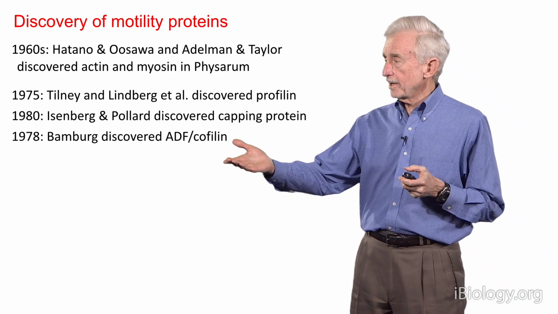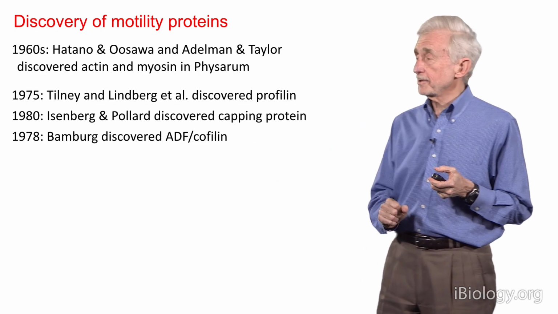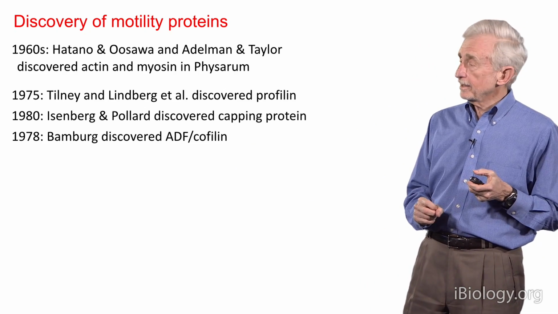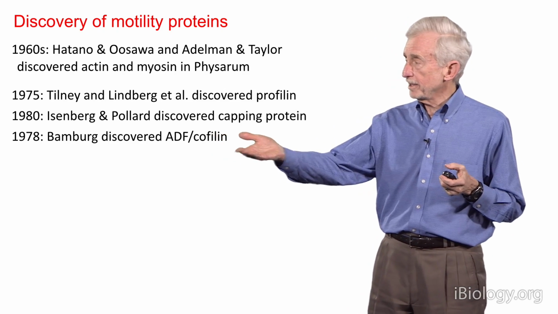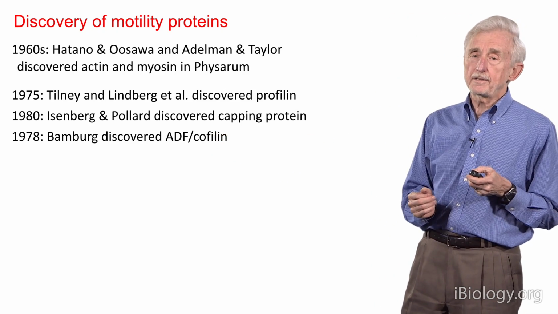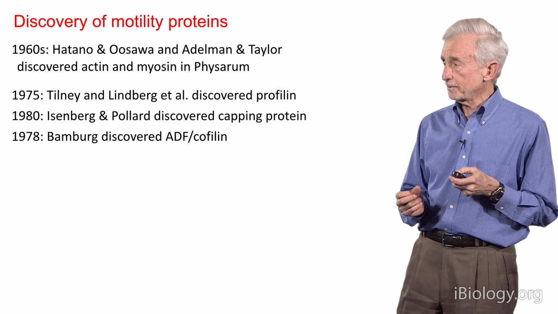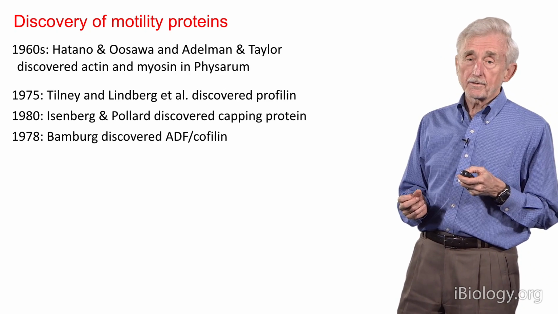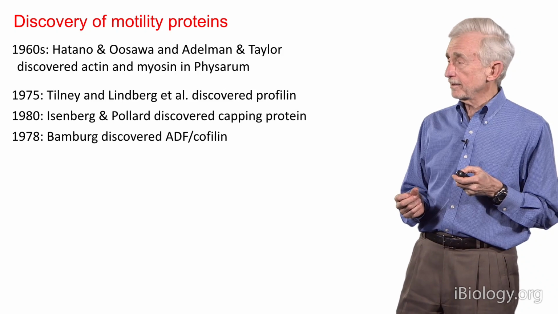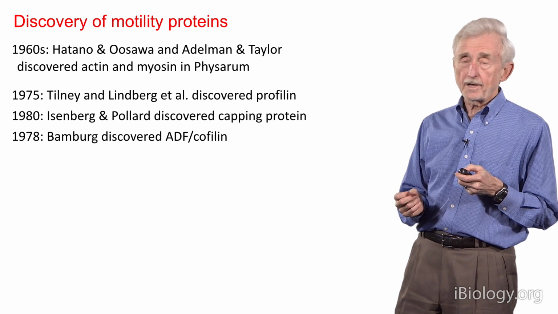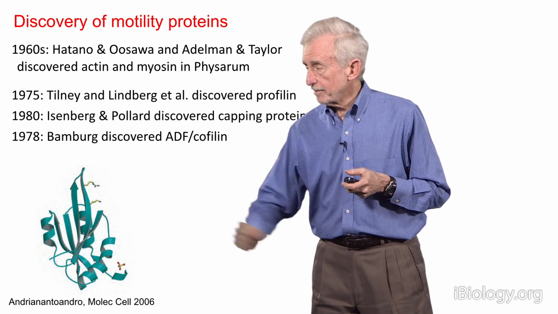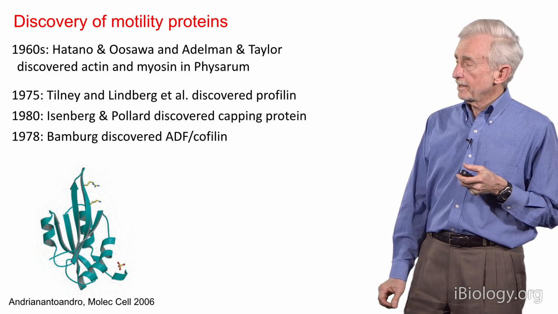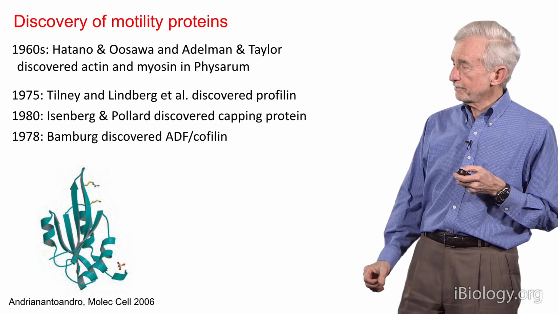Another important protein, ADF cofilin, was discovered by Jim Bamburg. He originally called it actin depolymerizing factor, or ADF, because it seemed to depolymerize the actin filaments in his biochemical experiments. We now know that the main function of the cofilin protein is to sever actin filaments. At the lower left, you can see a ribbon diagram of the cofilin from fission yeast.